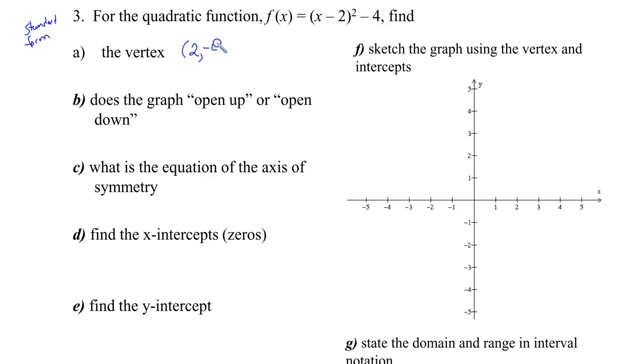And so the vertex is 2, negative 4. You can either simply do this by changing the sign inside and keeping the sign outside, or you can think about it in terms of the transformation of functions, which was in section 3.4.